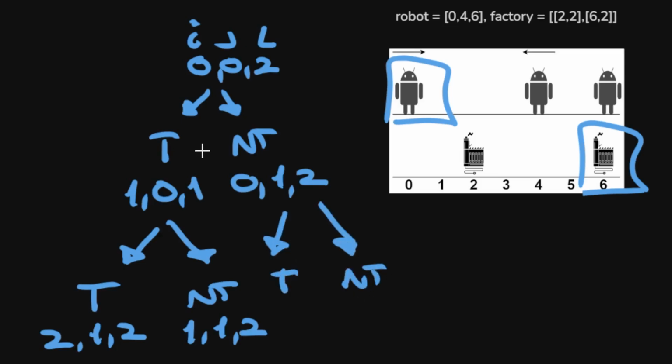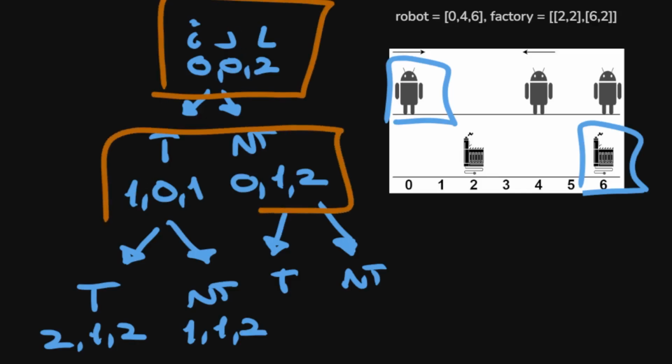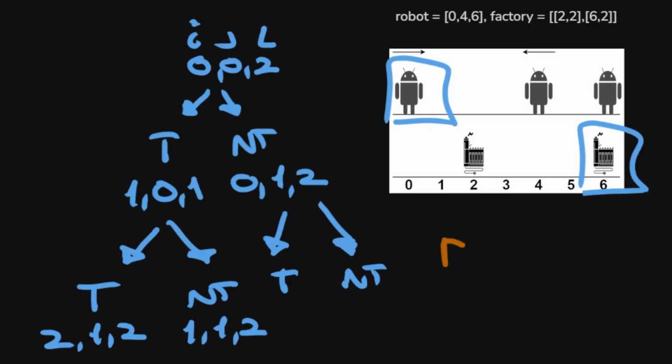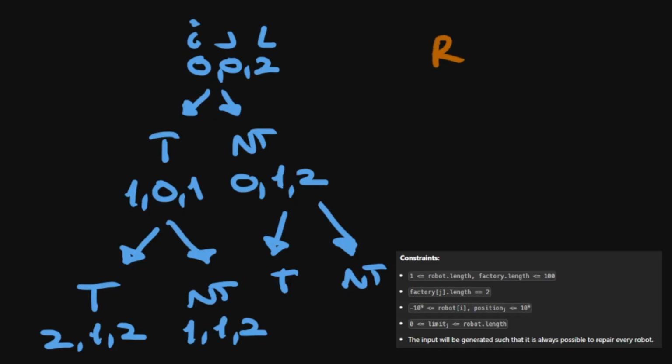And now I think that you get the idea. We are using the results of small subproblems to solve larger subproblems. This is the definition of dynamic programming. And there are different ways to solve this. You could use a recursive DP or an iterative DP. Why? Well, because here we have the constraints. We know that the amount of robots and factories can be up to 100, and the limit for each factory can be up to 100 also.